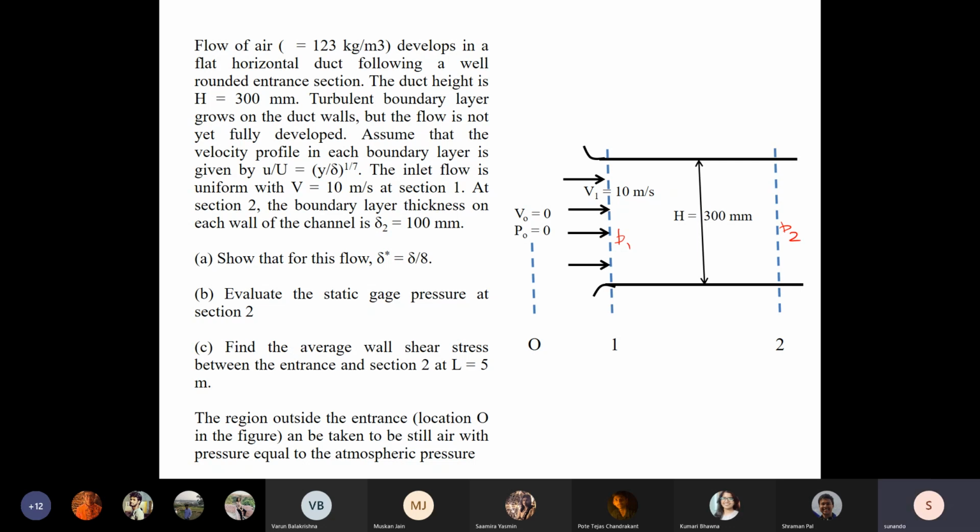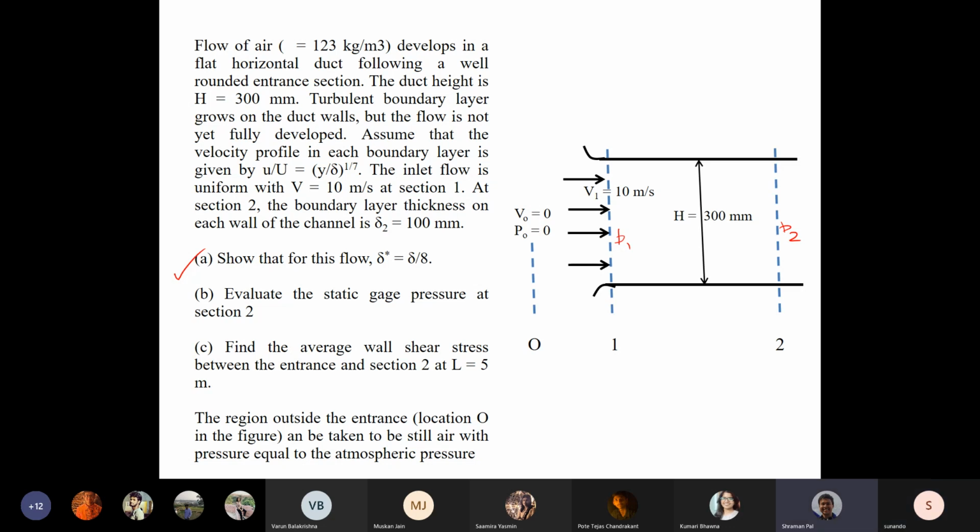The first part of the problem is done, that we have already shown delta star equals delta by 8. So what is the gauge pressure at 2? We can reduce the thickness by delta star and then use the equivalence of mass flow rate, get the velocity, and again apply Bernoulli to get the pressure. Perfect. Can you say it one step at a time? What are you going to do? Step number 1 and so on.